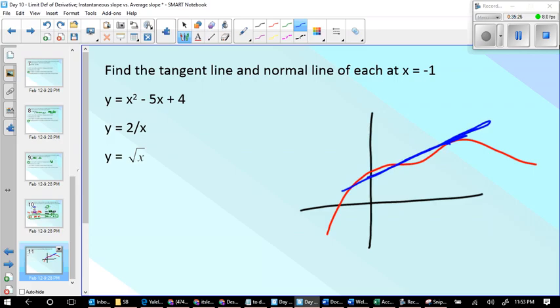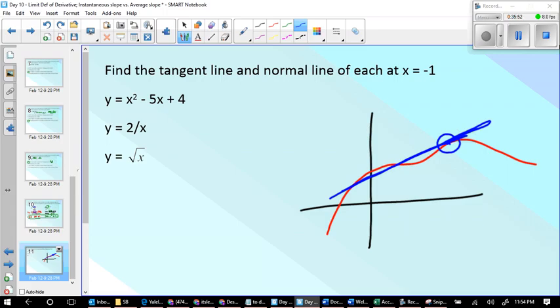Now notice that this tangent line that I'm drawing actually goes through my graph more than once. That's okay. A tangent line is not actually defined as something that only touches once. It is defined based on the point and the slope. Okay, so a tangent line must share a point and a slope at one point on my graph.